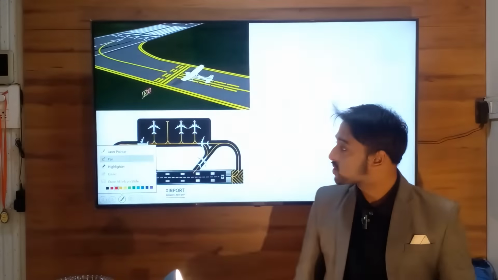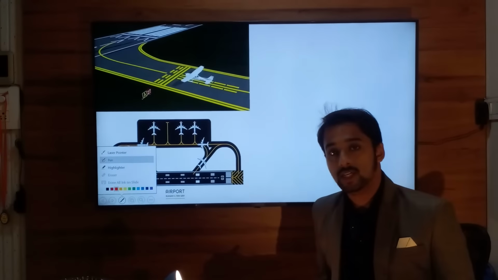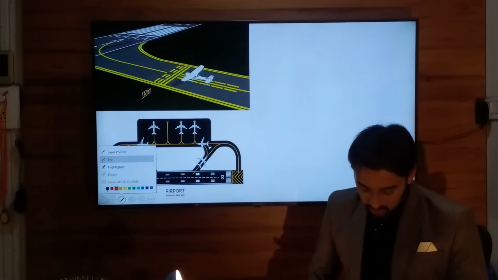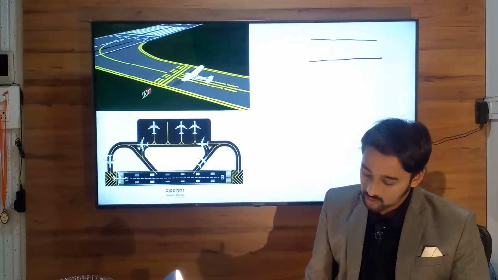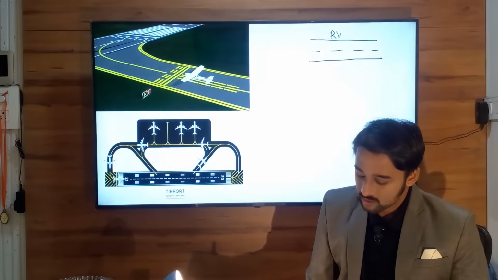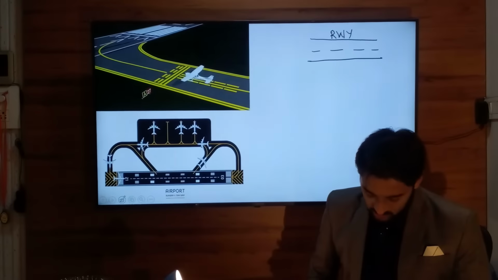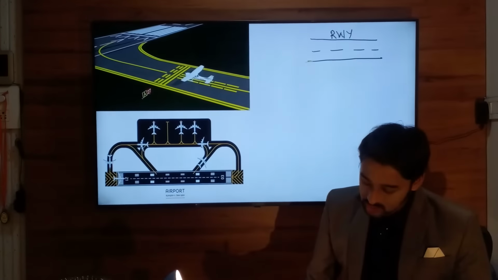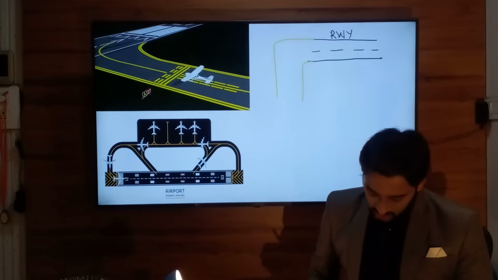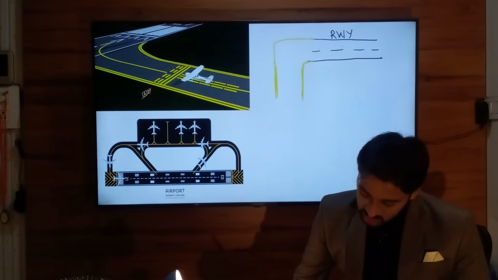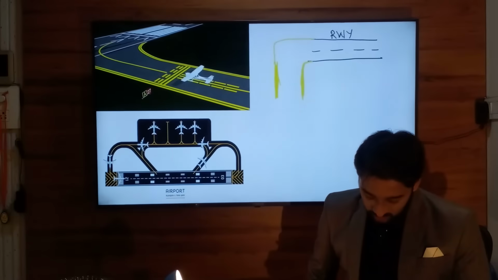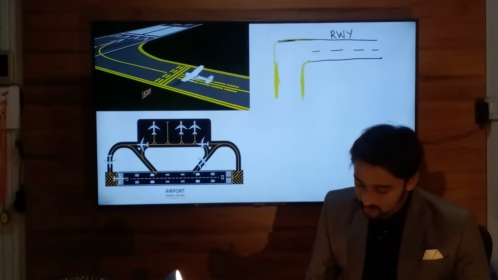Now let's look at two different pictures I have pasted here. Let's look at picture number 1. Over here you can see that we have a runway, and this runway is connected to a taxiway. You can see everything in yellow is taxiway, everything in white will be your runway.